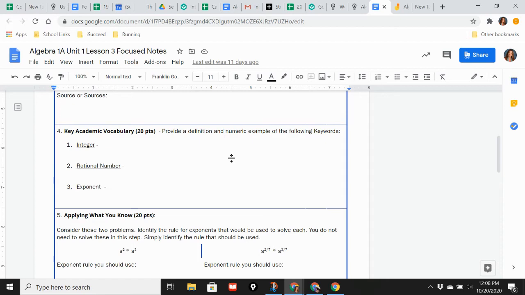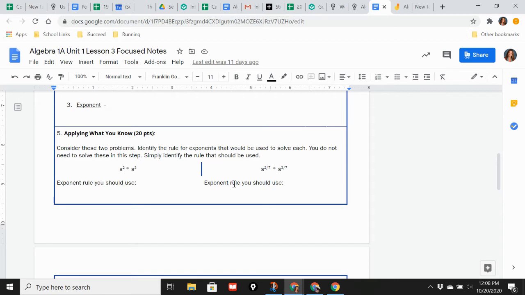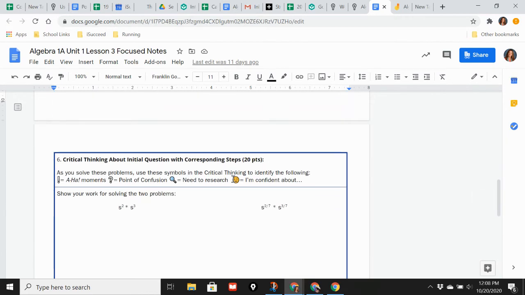For section 5, we are going to look at a couple different expressions, and we are going to not quite solve them yet. We keep building up to that, right? We're not going to solve it yet. We are going to identify the exponent rule that we would use to solve each of these expressions. And then finally, we're going to get to the actual solving. And the key thing here is that we really need to show our work. So I will be doing different problems than you.